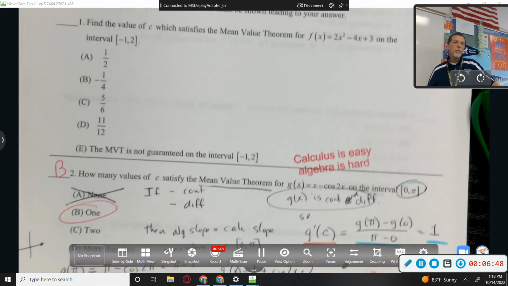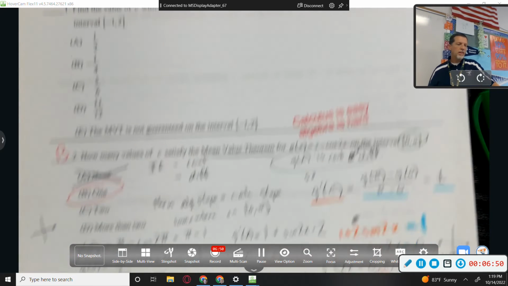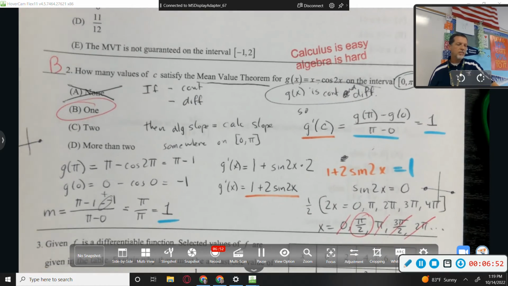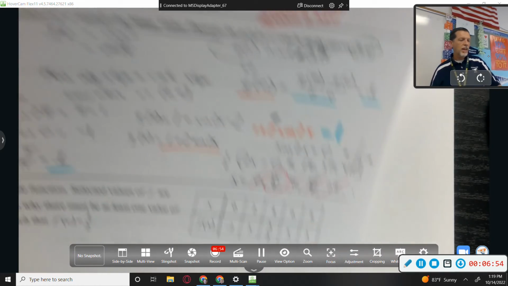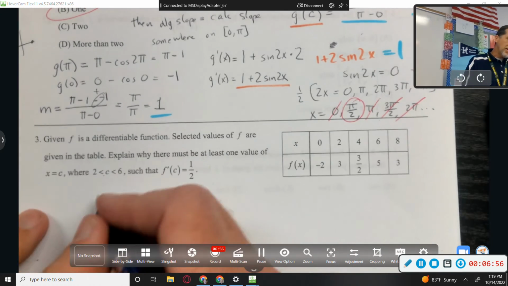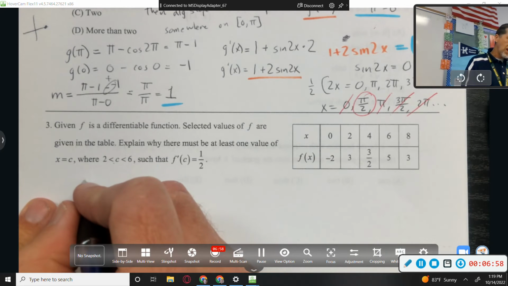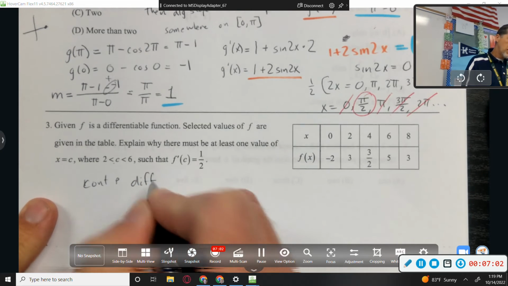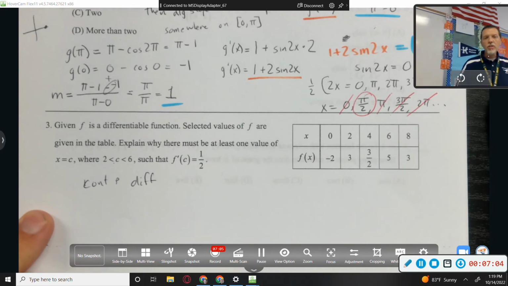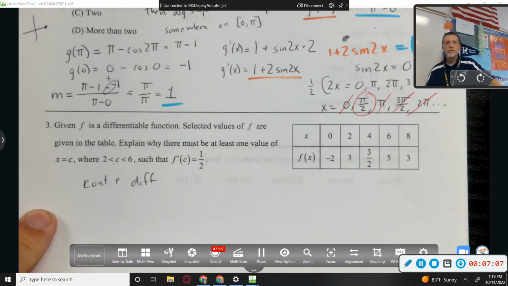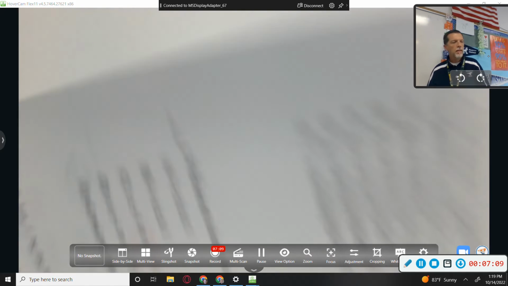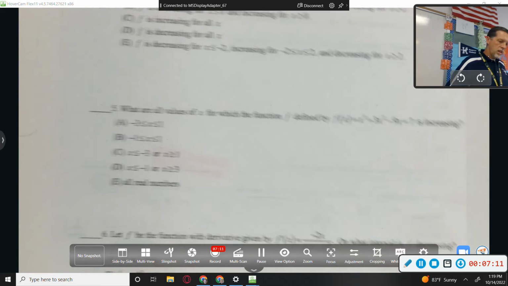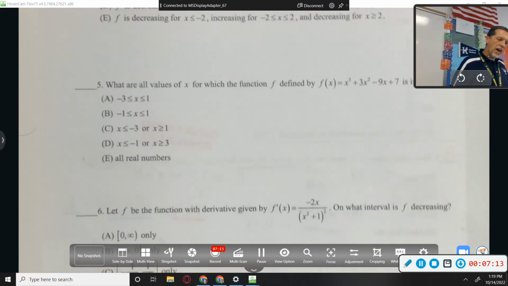All right. Most of you looked good on number 1 and number 3, the little bit that I saw, or the few that I looked at and scanned through. What I was mainly looking for in number 3 is you saying it's continuous and differentiable, and then something about calculus slope equals algebra slope, which I saw on almost all of them. All right, how about on the back?